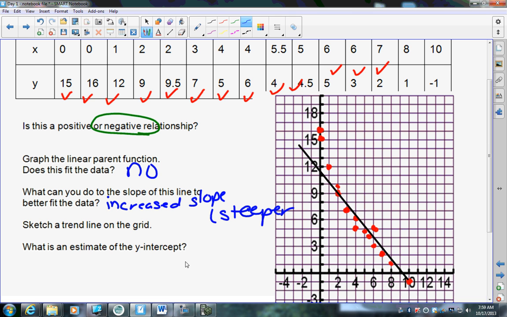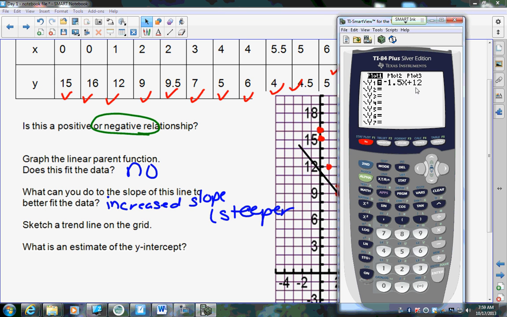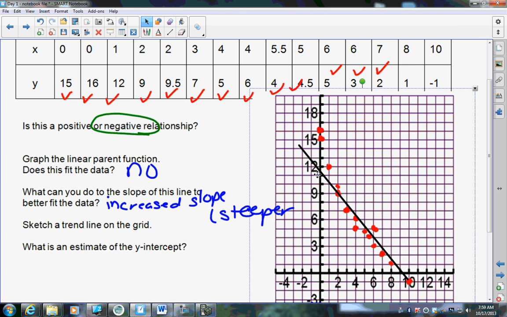What's the best estimate for the y-intercept? I think on this one we put it in between 11 and 12. What do I put on my calculator? I can't remember. Oh, darn. On the calculator, I used 12. You said why 11 and 12? It's because when I sketched it, it's right here where it crosses the y-axis.